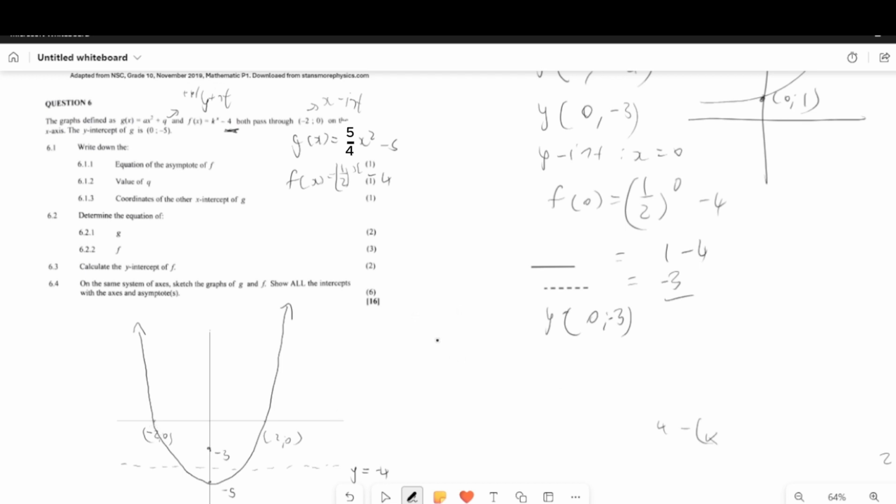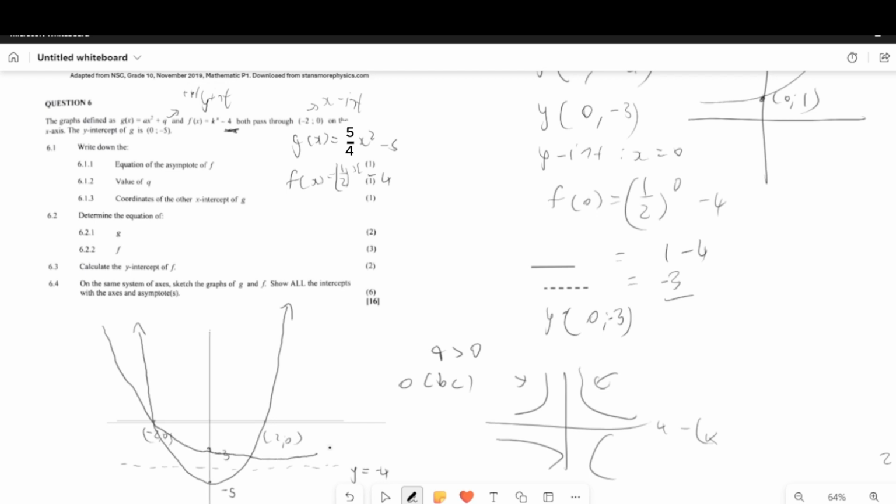Now again, let's go through our rules. We know that a is greater than 0, but b is between 0 and 1. So therefore, we know that we're drawing a function that lies above the asymptote, but is decreasing. So how do I draw a decreasing function above the asymptote? It'll be either one of these two options. This is the decreasing function. So therefore, I need to draw a decreasing function that has an x-intercept of minus 2 and 0, that has a y-intercept of 0 and minus 3, and just approaches the asymptote, y is equal to minus 4.